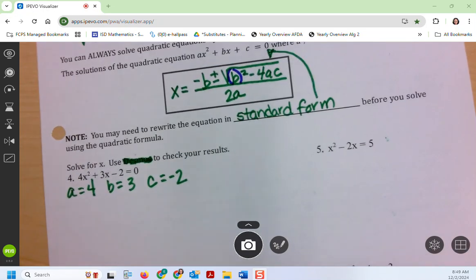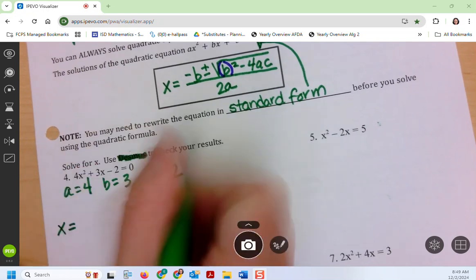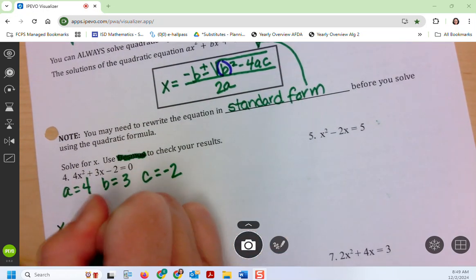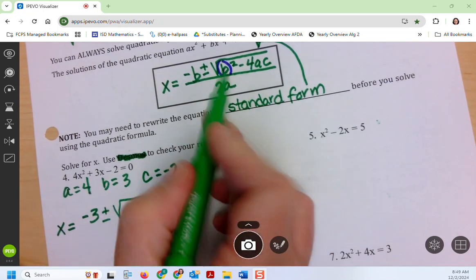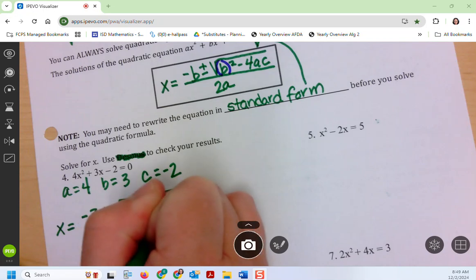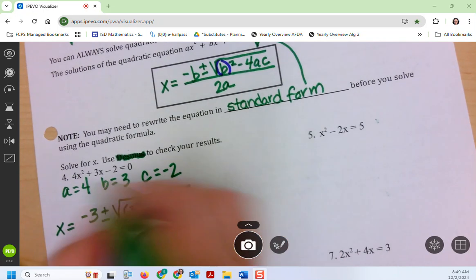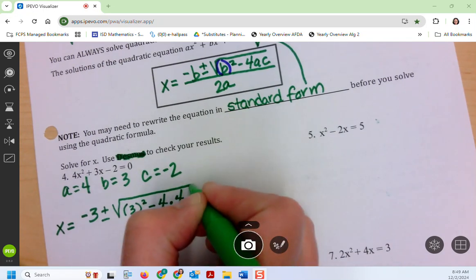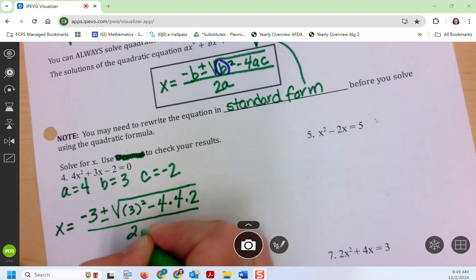So here comes the formula. Formula is x equals -b, so -3, plus or minus the square root, b squared, and I'm going to put my b in parentheses, minus 4 times a times c, all over 2 times a.